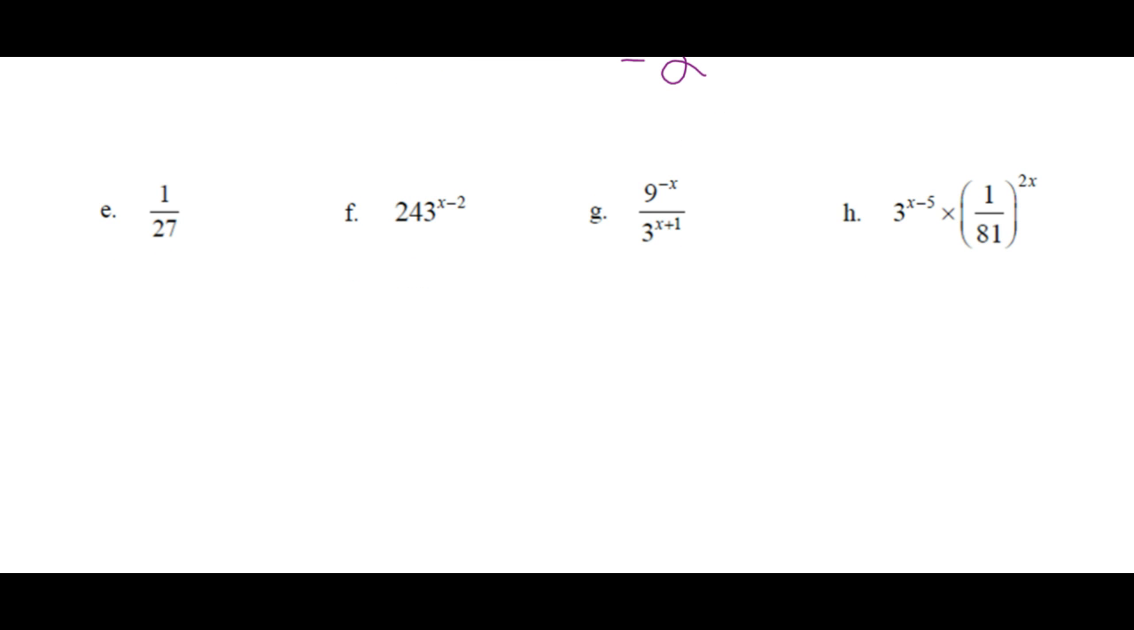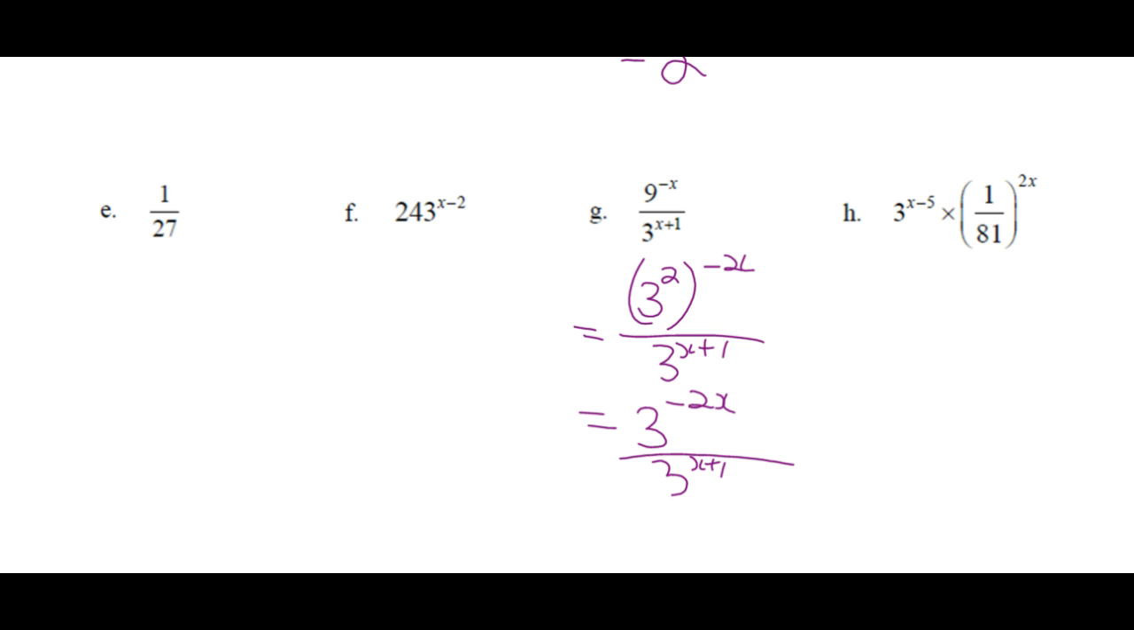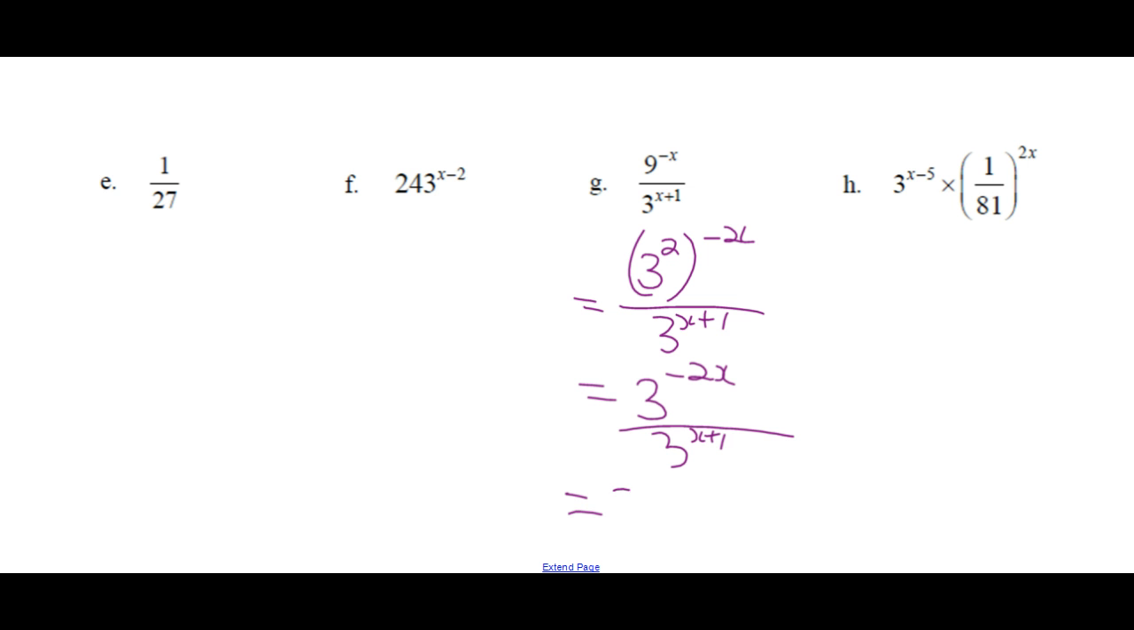Let's do G maybe. 9 to the negative x. So 3 squared to the negative x over 3 to the x plus 1, which is 3 to the negative 2x over 3 to the x plus 1. And what do I do if I'm dividing? Subtract, so it's negative 2x minus x plus 1, which is 3 to the negative 3x minus 1. Okay, so watch your signs.